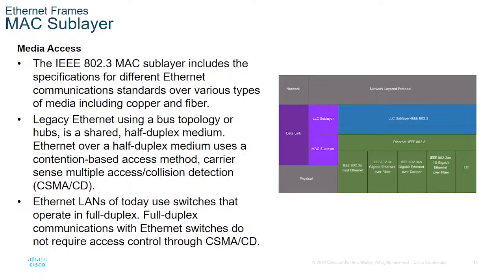So the media access control sublayer will define what access method to use when accessing fiber, what access method should be used when accessing wireless, what media access method should be used when using copper cable. So it defines the various standards.